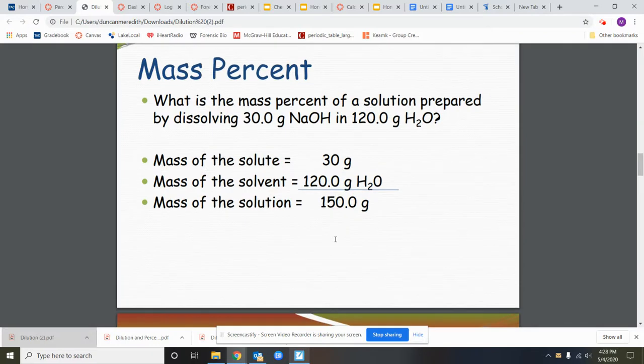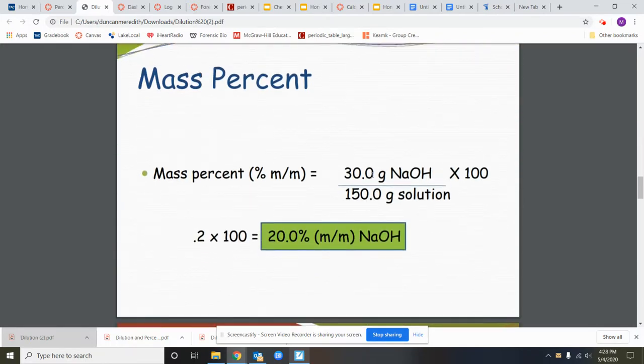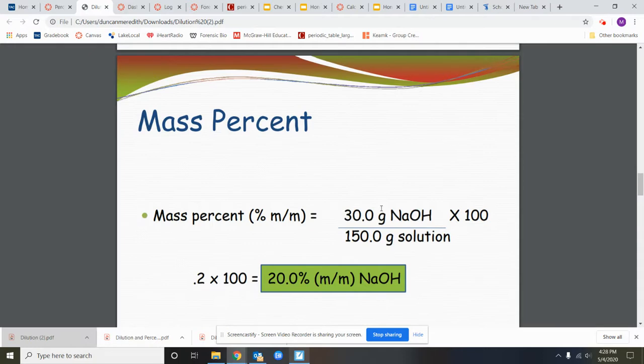When you do this math, you take the solute, which is 30, divide that by the total solution, which is 150, and then multiply all of that times 100 to get your mass percent. 30 divided by 150 is 0.2, and then times 100 to get your percent. So this would just be 20% of sodium hydroxide. That's how much sodium hydroxide is in this example problem. Just plug in your solute, which is your smallest number, and your solution, which could be solute plus your solvent or could just be given to you, and divide those out.